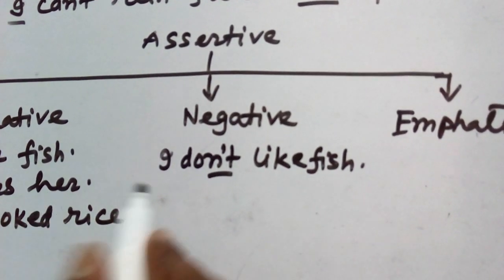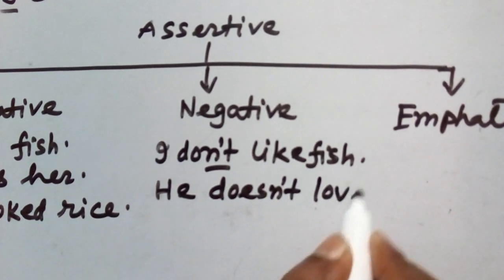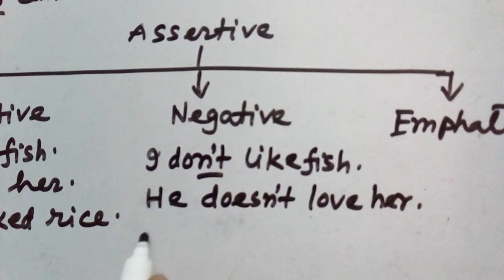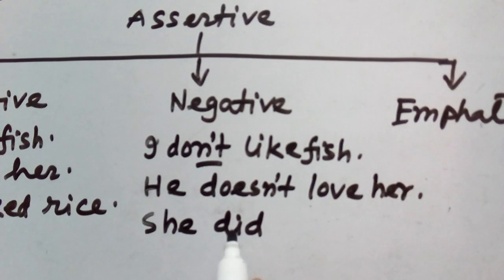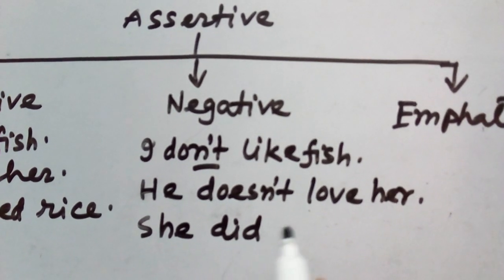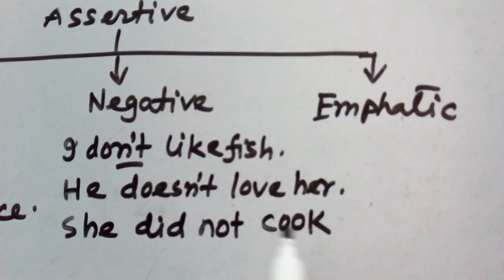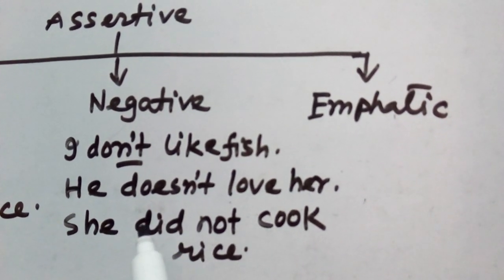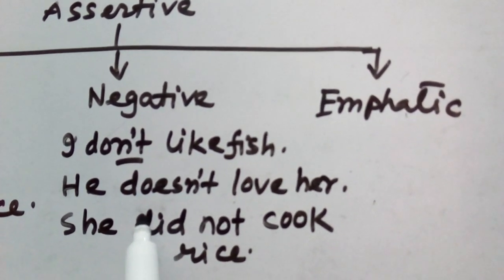So here he loves her. I can write here he doesn't love her, and it is changed into negative. And she cooked rice. So she did not, because it is past indefinite, and we know that in past indefinite that auxiliary verb will be did. And if you want to make that sentence into negative, so did plus not. So didn't or did not cook rice. So what is negative? Negative sentence means the sentence that expresses any negative type of sentence. So it is called negative sentence.